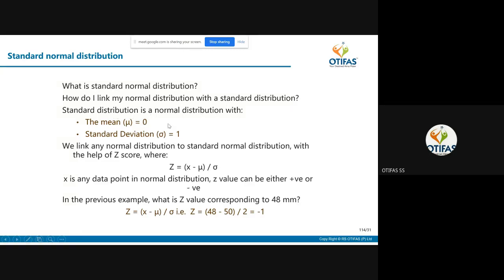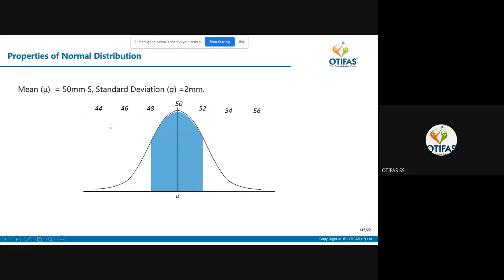A standard normal distribution is a normal distribution with mean equal to 0 and standard deviation equal to 1. We link any normal distribution to the standard normal distribution with the help of the Z-score. The Z-score is the individual value minus the mean, divided by sigma. Suppose I want the Z-score for the value 48: 48 minus 50 divided by 2, the standard deviation, that means minus 1. So Z is equal to X minus mu divided by sigma. This is a standard normal distribution.